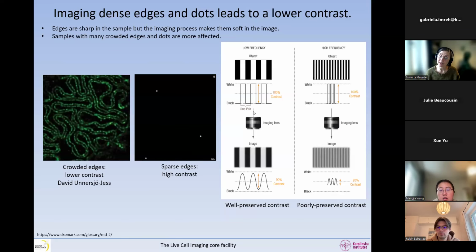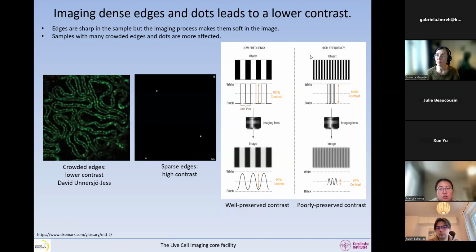But when we image this, unfortunately, the image looks like this. And if you then draw a line across and you look at the contrast, you can see that the contrast has decreased. So this is a little bit gray and this is also a little bit gray. So we have light gray versus dark gray instead of white versus black. So we have a loss of contrast in the imaging, and it's always like this. But in this case, this is a quite well-preserved contrast. We go from 100% to 90%.